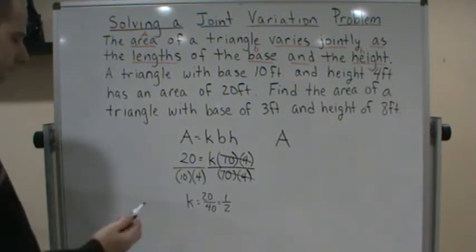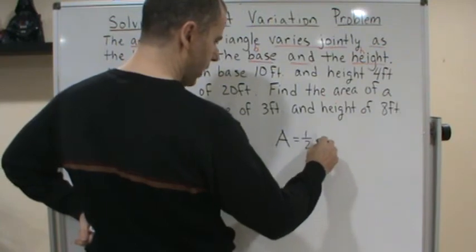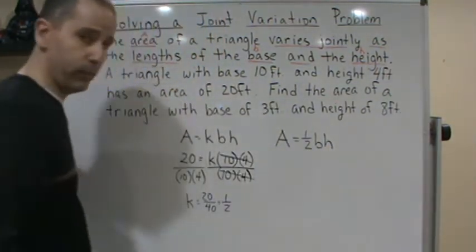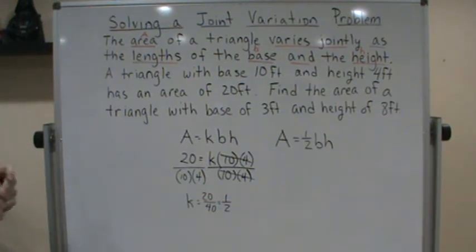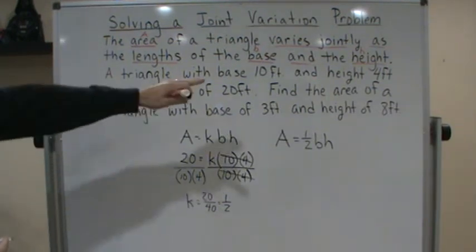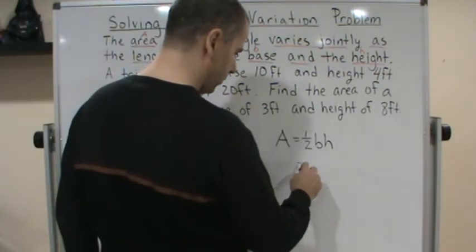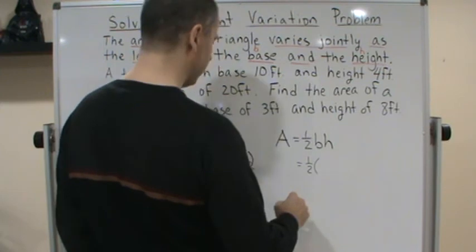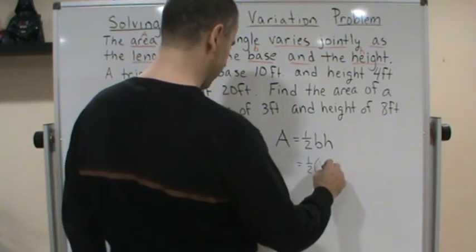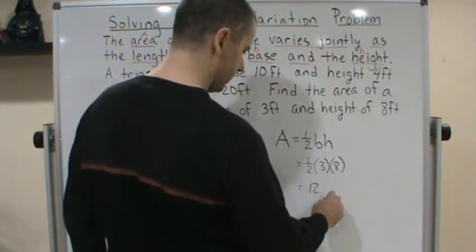So guess what? We now know the formula for the area of a triangle, which you may remember, or maybe you don't, but the area of a triangle is always 1/2 base times height. Now we're going to use this formula to solve for another triangle. Find the area of a triangle that has a base of 3 and a height of 8. All we have to do is plug into our formula: 1/2 times 3 times 8, which is going to be 12 feet squared.